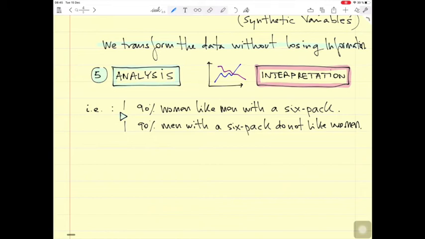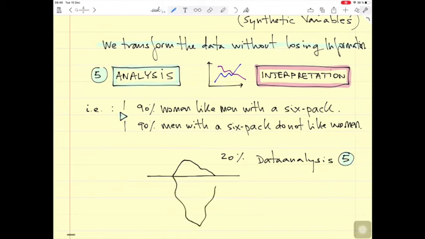The fact of the matter is that when we perform such a business analytics project, 20% of the whole time we spend with the data analysis, okay, with this step number 4, number 5, and 80 or 70% of the energy we spend into data transformation, cleaning, and selection.